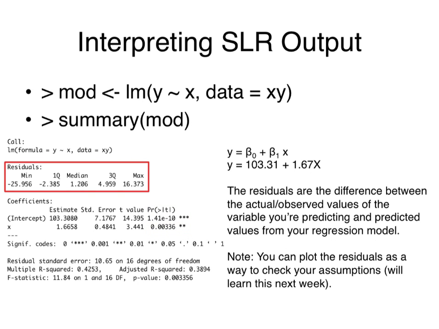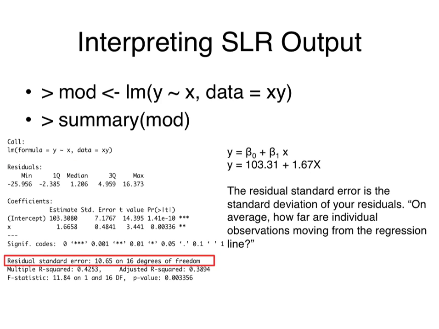The residuals are shown at the top and represent the difference between the actual or observed values for the outcome variable and the predicted values from your regression model. So this is the error that we talked about earlier, how much individual observations of y move from the regression line. You can plot the residuals as a way to check the assumptions, which we'll discuss in the next tutorial. The residual standard error is the standard deviation of your residuals. It tells us how far individual observations move from the regression line on average.